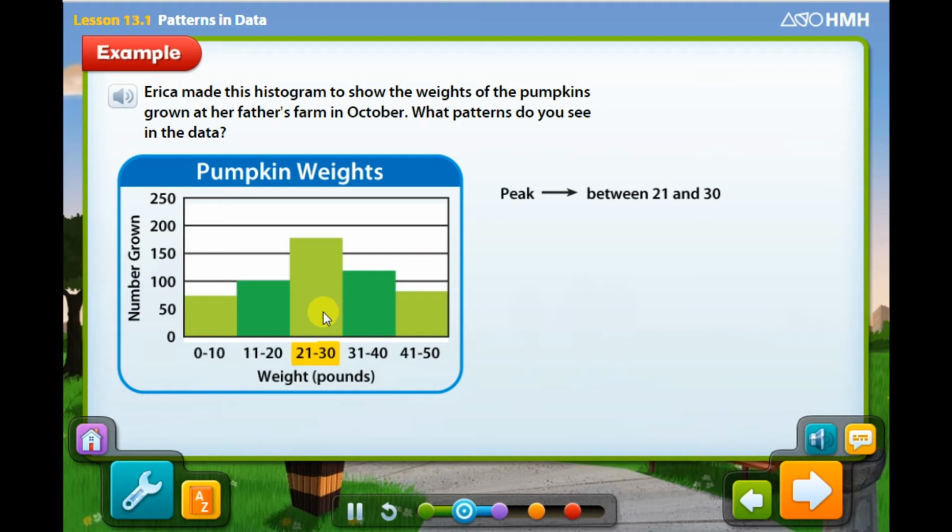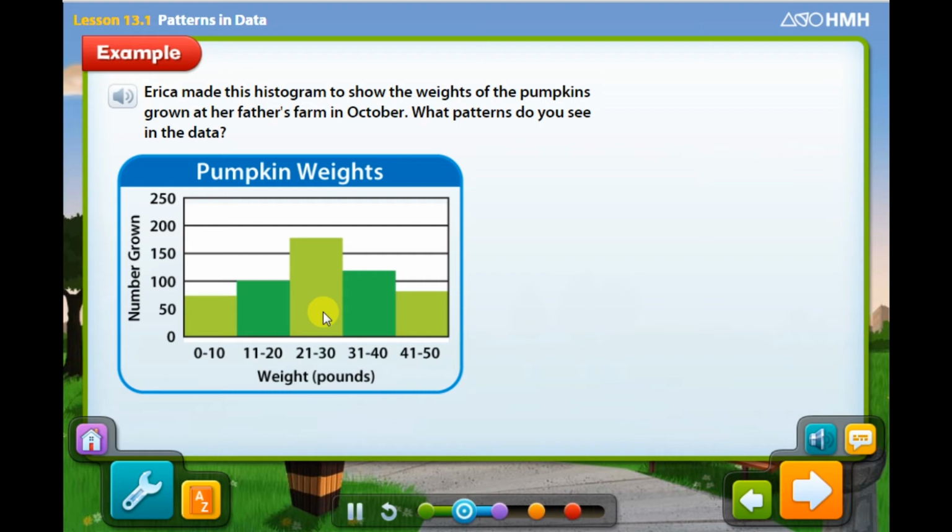Yes, there's a peak between 21 and 30. So the interval representing the greatest number of pumpkins is for weights between 21 and 30 pounds. Now, look to see how the data change over the intervals. The change over the intervals refers to each interval showing a different amount.